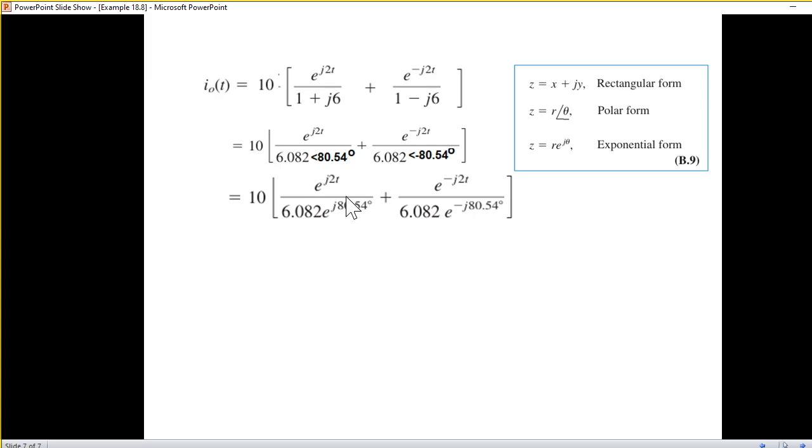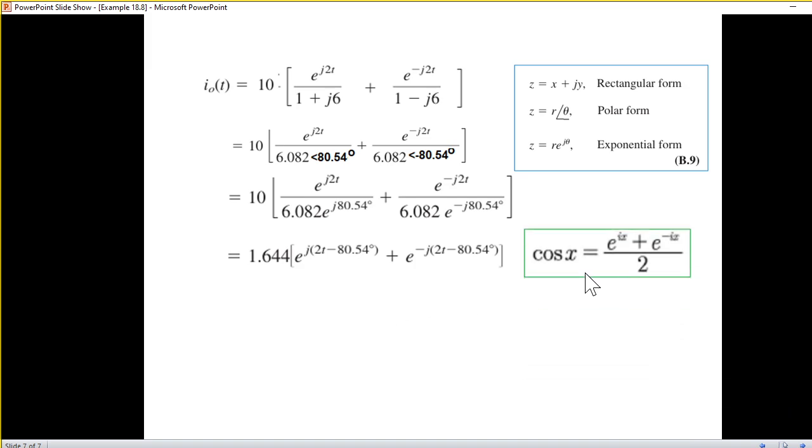Now if we take it up, it can be subtracted. So first of all, 10 divided by 6.082 will be 1.64 from both. Then e raised to the power j(2t minus this angle), so minus 80.54, with j taken common.